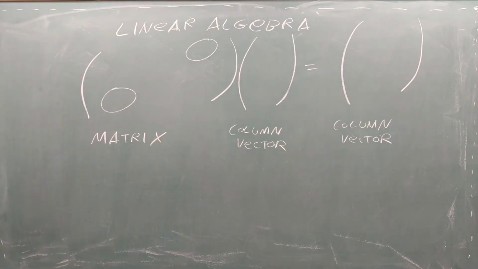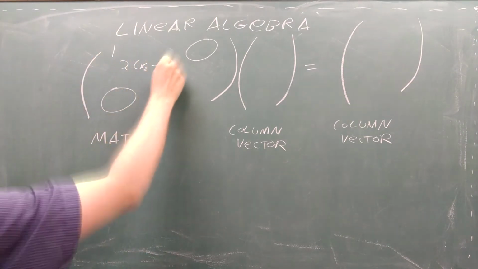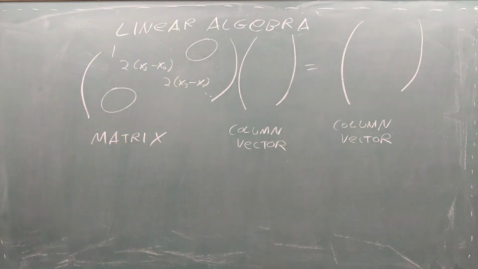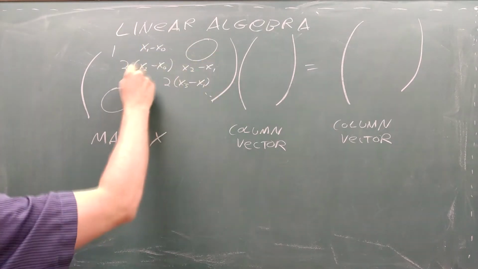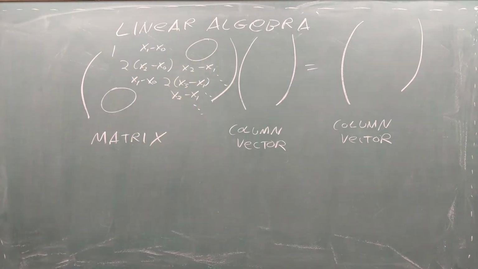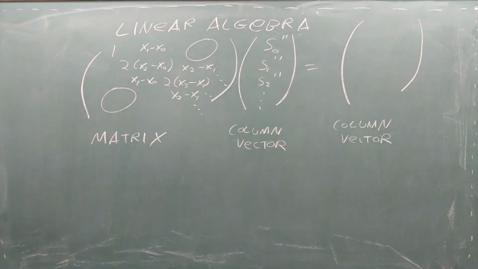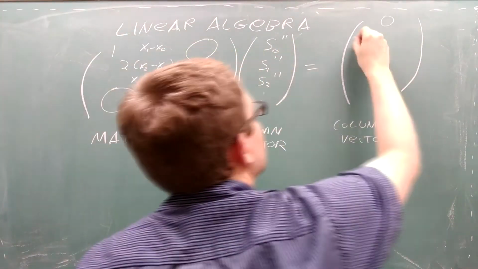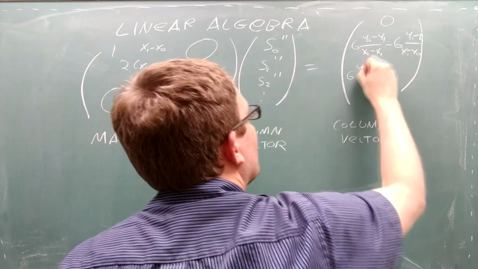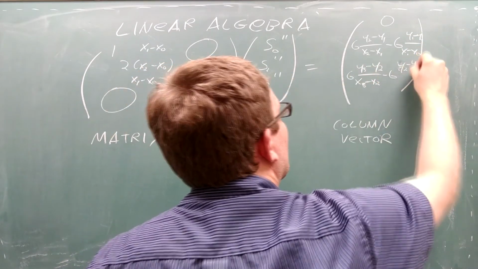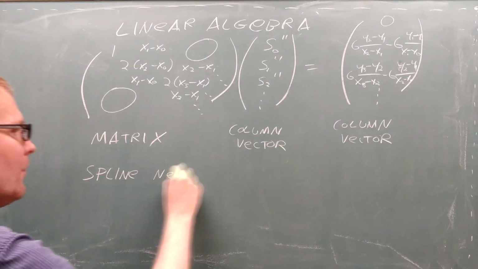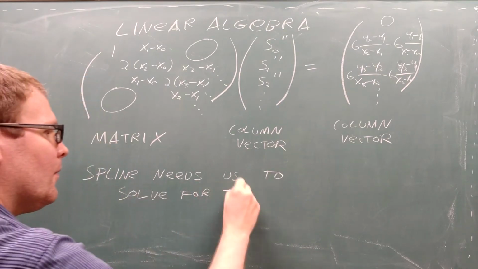The matrix is a tridiagonal matrix, meaning all of its elements are zeros, except along the diagonal and its neighboring elements. The matrix multiplies a column vector that contains all the values of the second derivative of our spline at each data point. And the column vector on the right-hand side contains our data set. So to create a spline of our data, we need to solve for the column vector here in the middle.